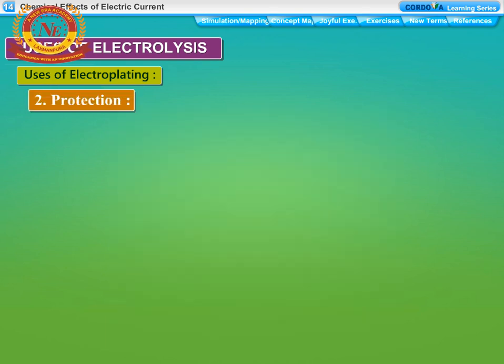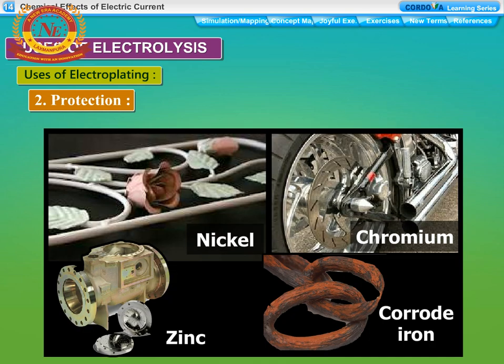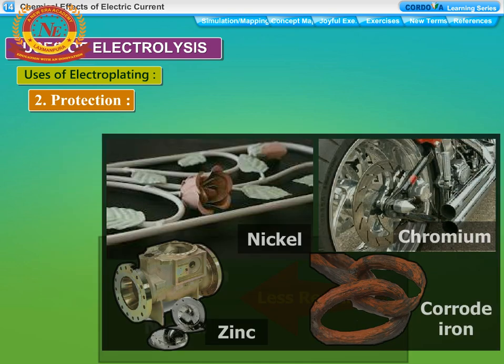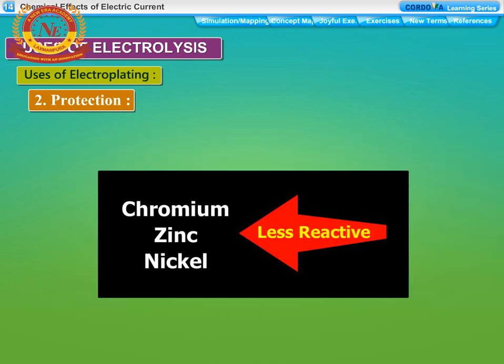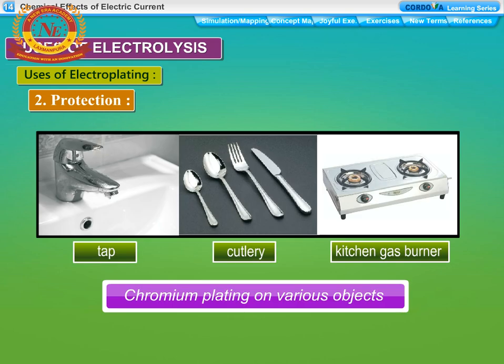Protection. Iron objects are electroplated with chromium or nickel or zinc to protect them from rusting. This is because chromium, nickel and zinc are less reactive metals which do not corrode easily.